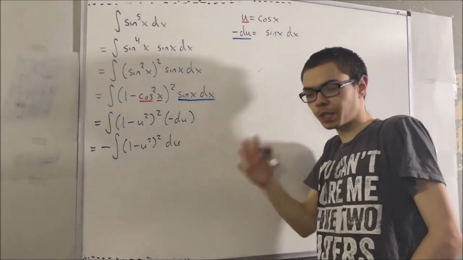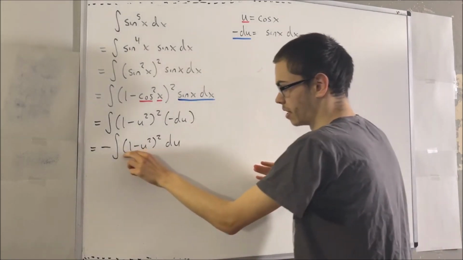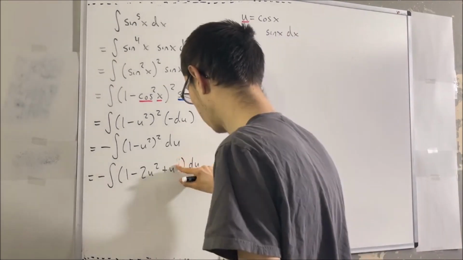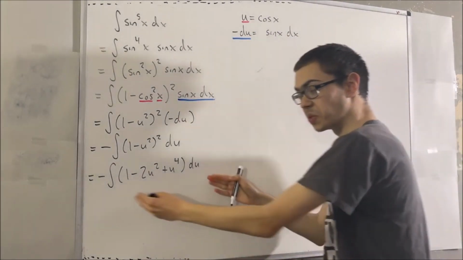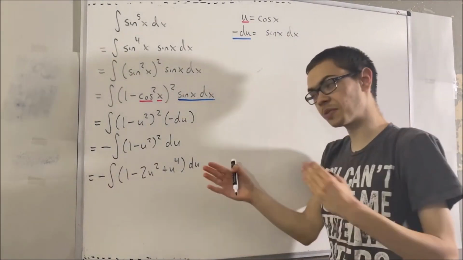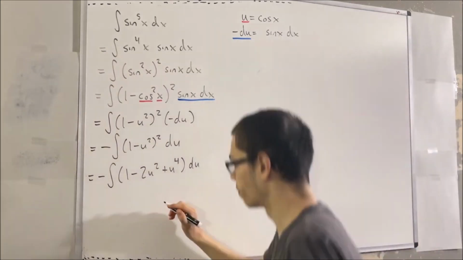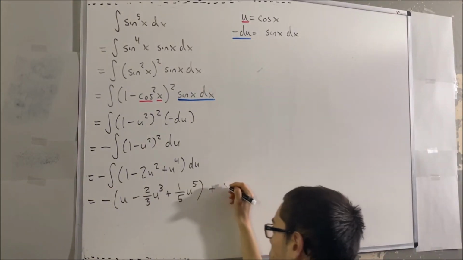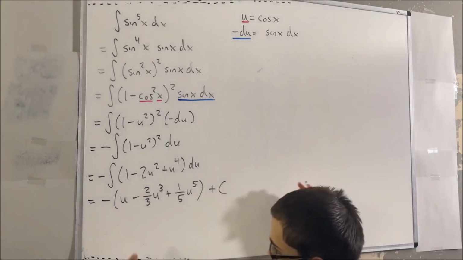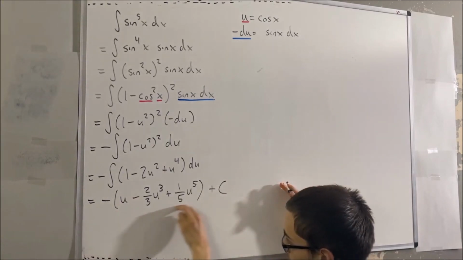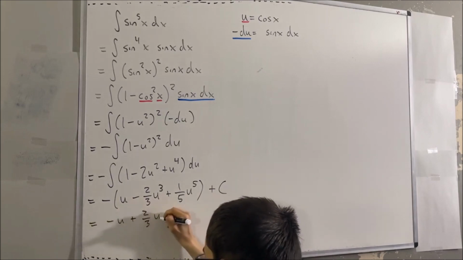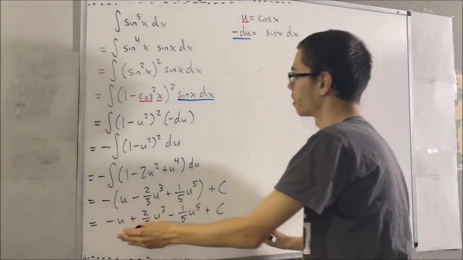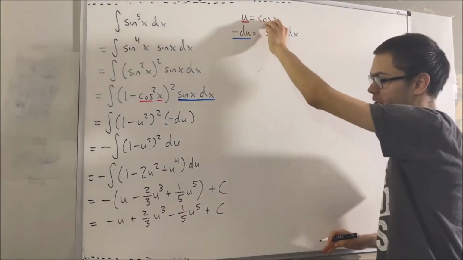And so really, what we're going to do is expand this out. And so this is what we would get. And so all we have to do now is use the reverse power rule. Of course, we get a plus c, and then next I'm just going to distribute the minus sign across. We would get this. And so our last step is to replace u with cosine of x.